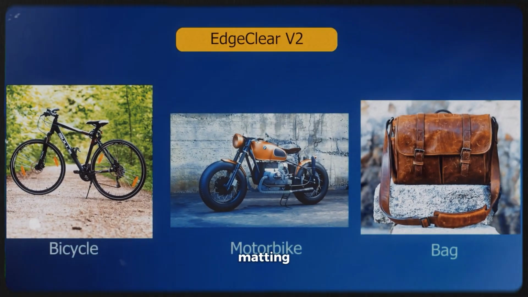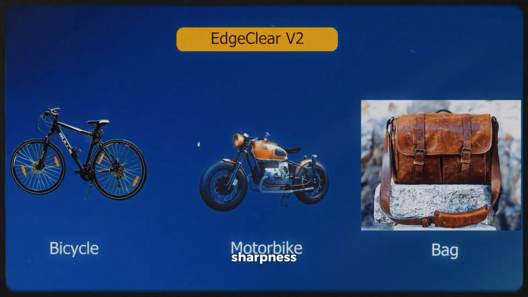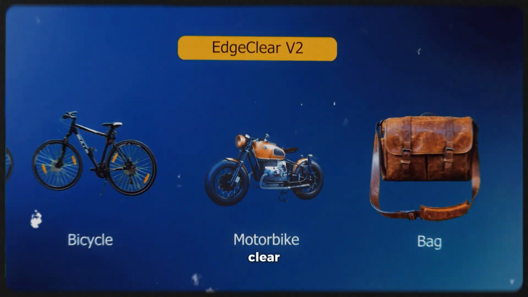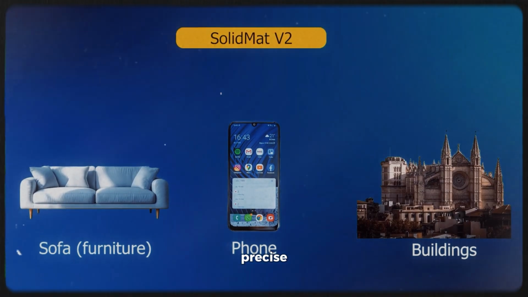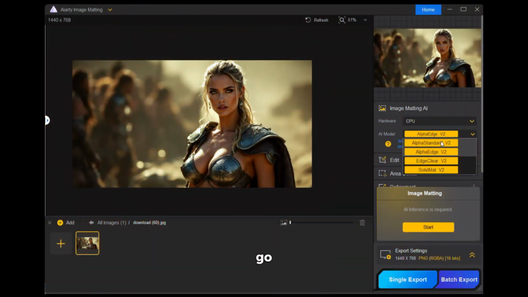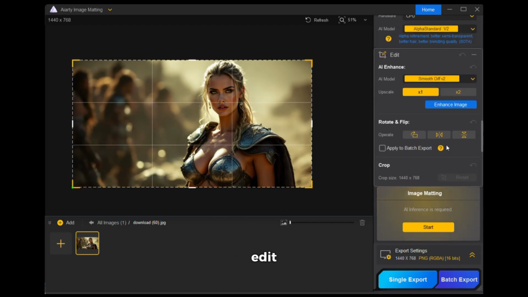If you want precise matting that prioritizes edge sharpness with details, use Edge Clear. And for solid objects featuring complex structures, use this model for precise matting and detail preservation. I will go with the default one, but you can choose a suitable one based on your image. Next, in the edit section, you can upscale the image, which I will show you in a bit.